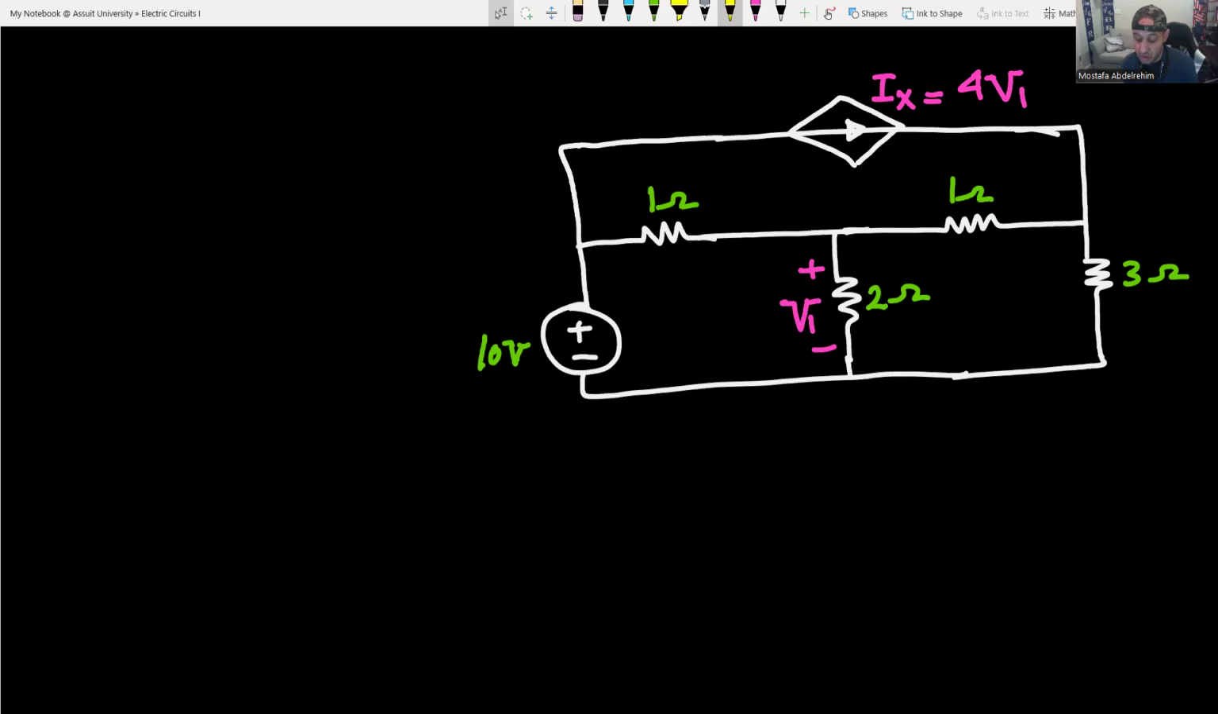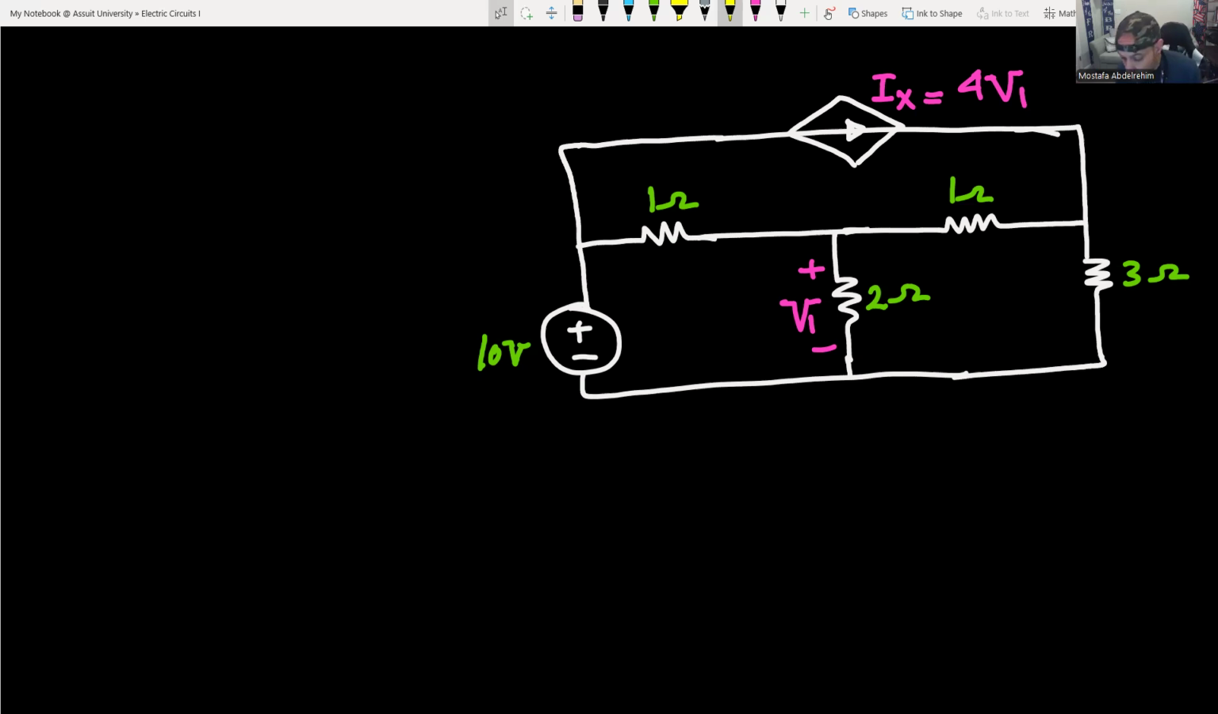In this lecture or video, we're going to continue our discussion about the mesh current method. So we've taken two videos so far. One for a circuit solved with the mesh current method with no current source. The other, how to solve with the presence of an independent current source. And in this video, we're going to see how to solve with a dependent current source.